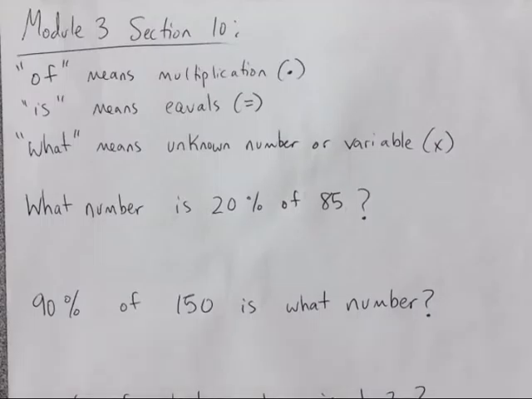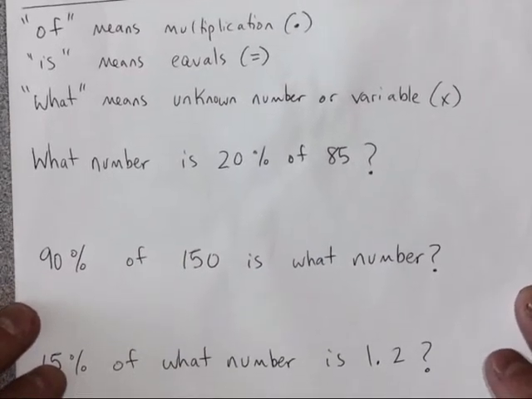So all of these problems are going to follow a similar format, and they'll involve those three key words, which will then help you to set up the equation. And then once you get the equation set up, you can then solve. So I want to go through a number of examples here to kind of get you going for the homework. So what number is 20% of 85?